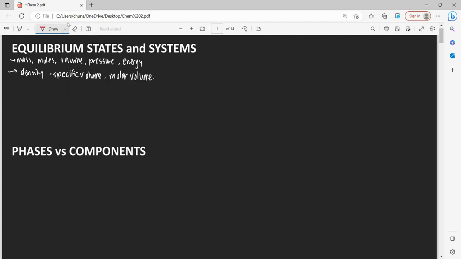Some equations that you need to know. For density, density's units are kilograms per meters cubed. And we represent this with Greek letter rho. Specific volume is meters cubed per kilogram, which is represented by a V, and molar volume, which we denote with a V with the subscript M, and this is volume per mole.